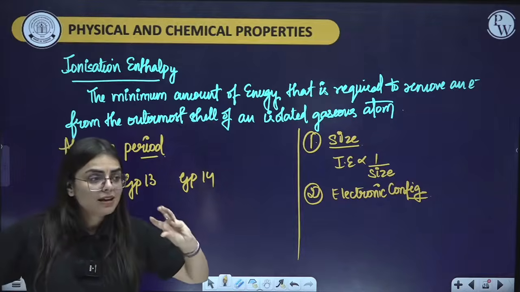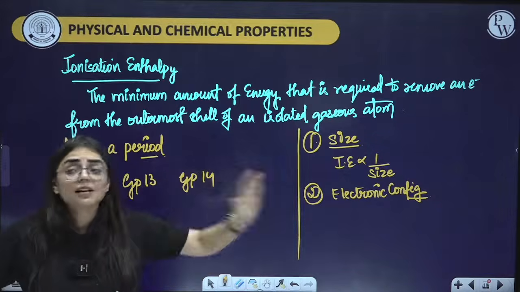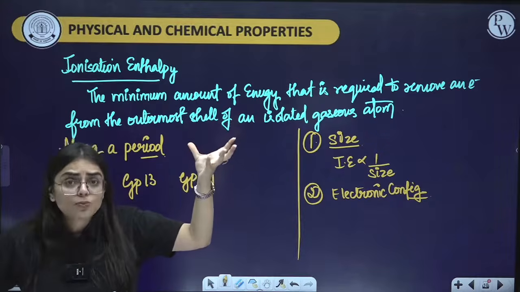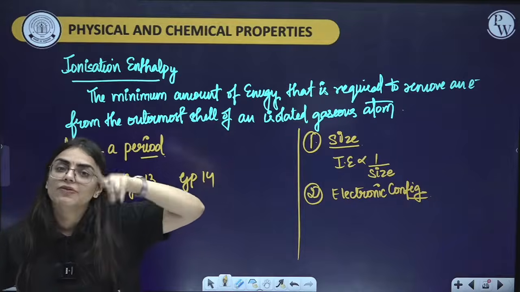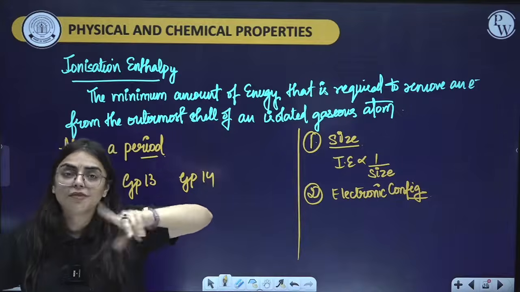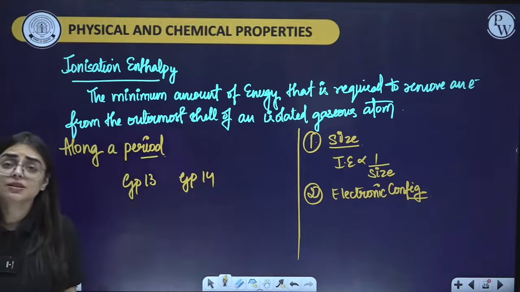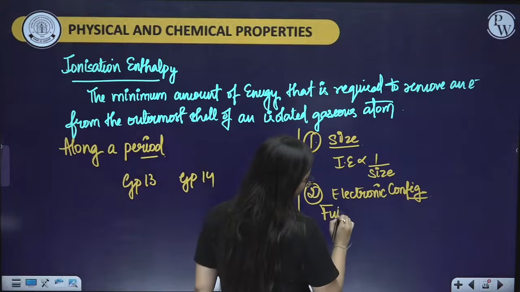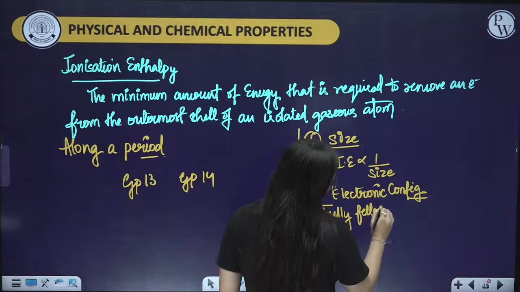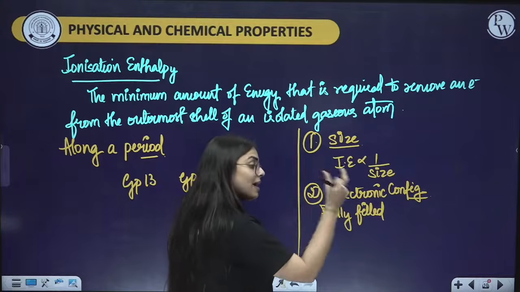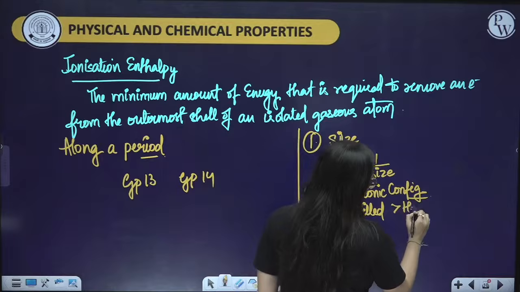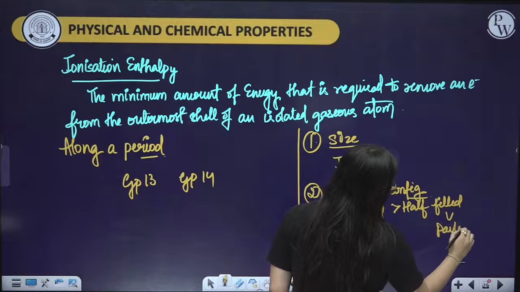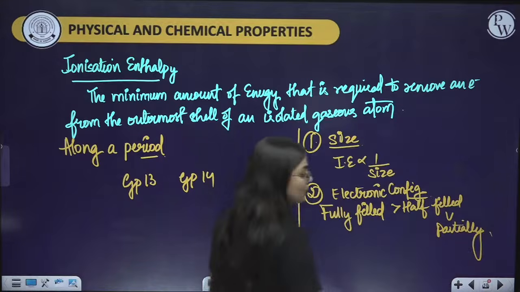So, in fully filled electronic configuration, which has all the electrons completely filled, you have to give a lot of energy to remove the electron from the outermost shell, and then comes the half filled, then comes the partially filled. Why is it so? Because they're already stable. You are affecting their stability. So, basically, fully filled will have a higher stability. That's why you have to give a higher amount of ionization enthalpy over here. Then comes your half filled, and at last is your partially filled. Clear with this part, students?